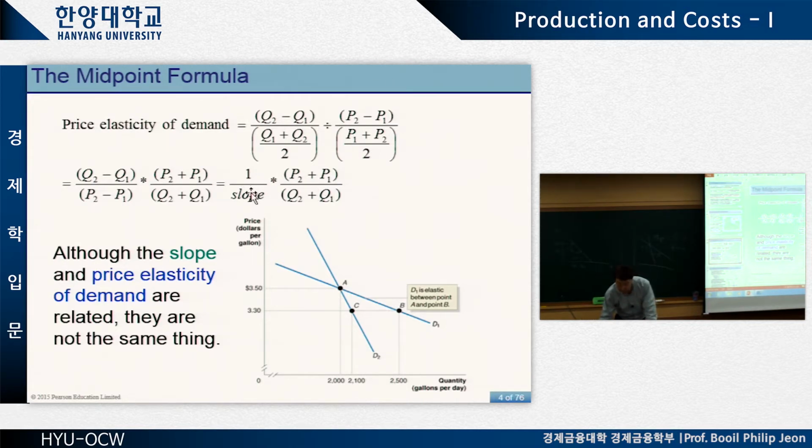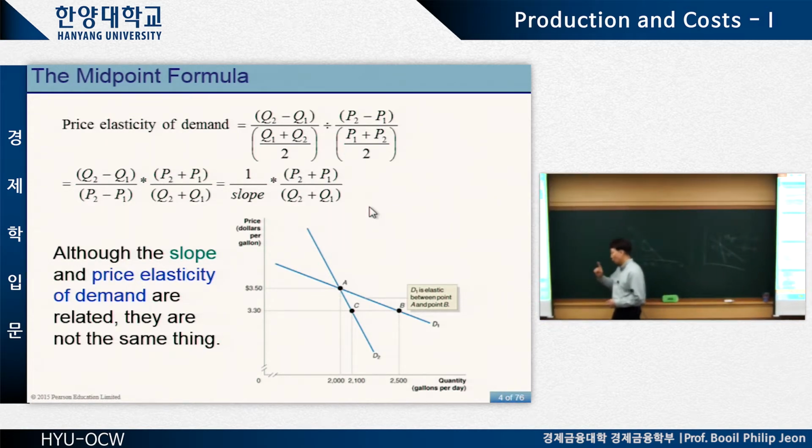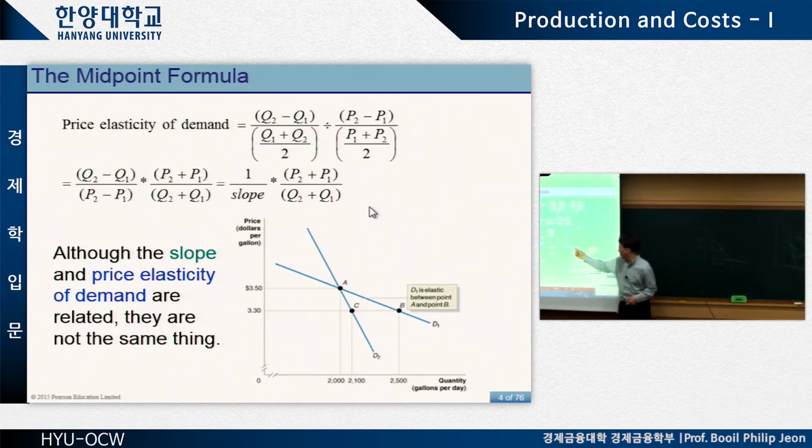Think about this formula here. If you measure the elasticity of two demand curves at this point A, think about it. Right now you're trying to measure the elasticity for these two different demands, but you want to measure the elasticity at this one single point. Which one will be more elastic? In other words, which one will have higher elasticity?